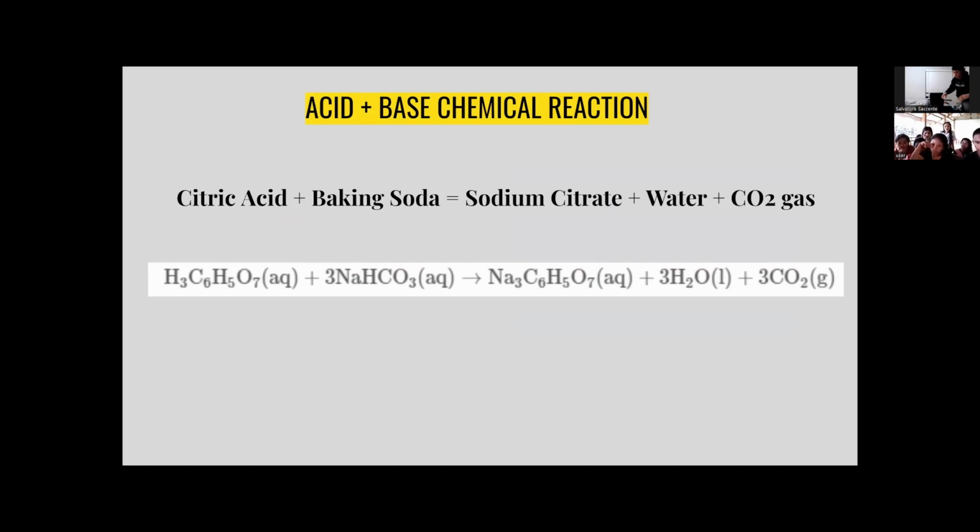I'm going to get closer to the camera so you guys can see me. In today's reaction, we're going to mix citric acid and baking soda. I'm going to pour this in, and you guys are going to see what happens. The sodium citrate is going to be produced on the bottom, and the water as well. Then CO2 gas is going to rise to the top and fill up the balloon. Underneath it is the chemical reaction written.